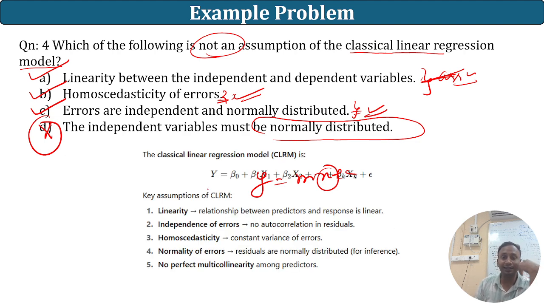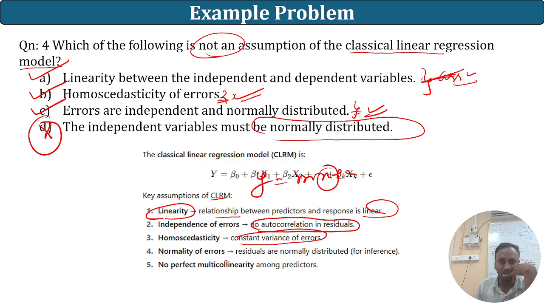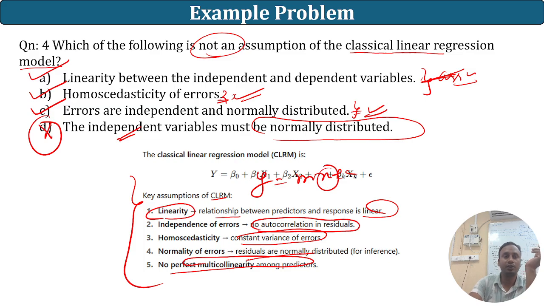So the key assumptions are linearity, the relationship between the predictor and response should be linear; independence, no autocorrelation in the residual; homoscedasticity, constant variance of the error; normality of the error; and no perfect multicollinearity between the predictors. These are some of the assumptions. So this is not going to be it. The fourth one is the correct option.